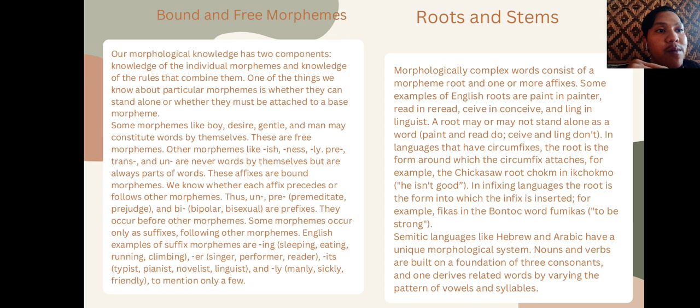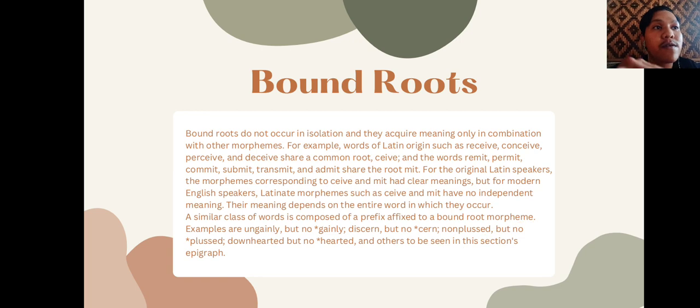Semitic languages like Hebrew and Arabic have a unique morphological system. Nouns and verbs are built on a foundation of three consonants, and one derives related words by varying the pattern of vowels and syllables.